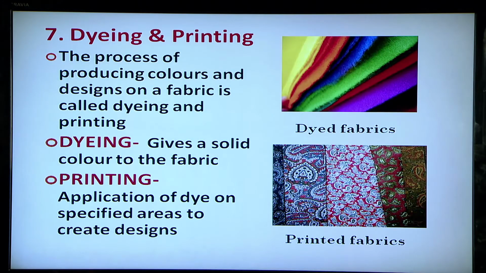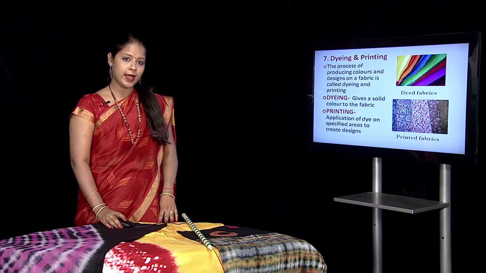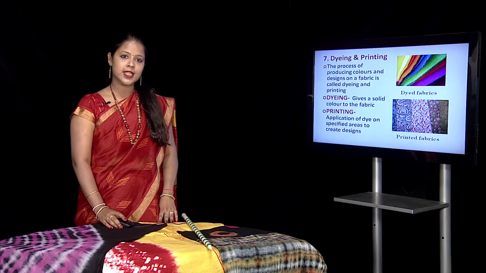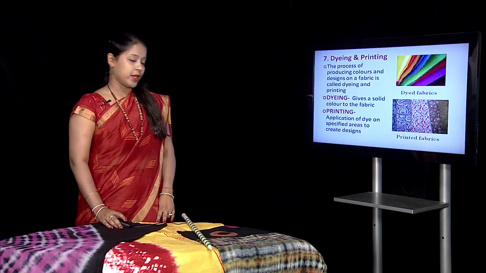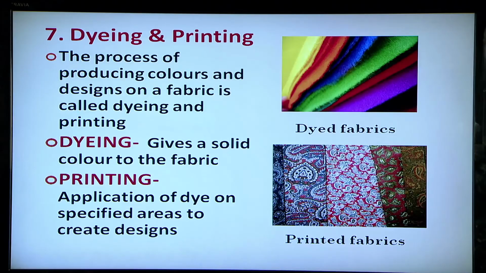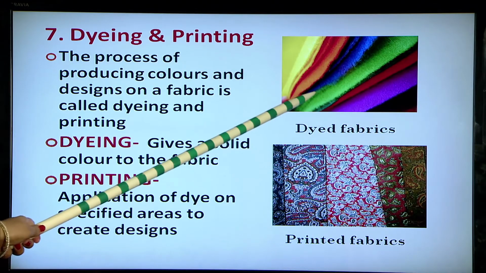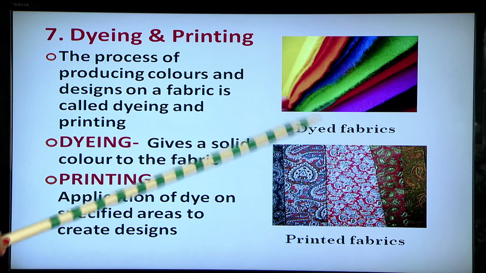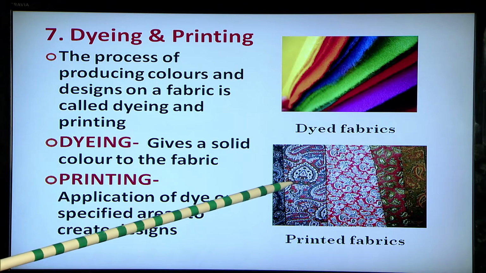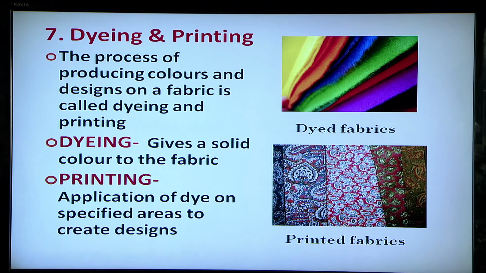The next is the dyeing and printing finish. The process of producing colors and designs on a fabric is called dyeing and printing. Both of these finishes are used to apply color on the fabric, though the technique is very different. In dyeing, it gives a solid color to the fabric, whereas in printing, the application of dye is on specified areas to create designs. As you can see, this is the dyed fabric in which the solid color is obtained. In the other one, these are the printed textiles on which the designs are obtained by use of dye.